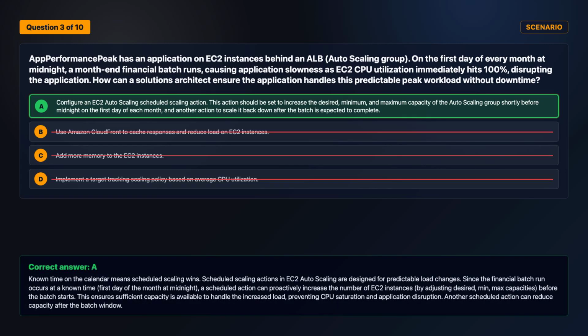The correct answer is option A. Known time on the calendar means scheduled scaling wins. Scheduled scaling actions in EC2 Auto Scaling are designed for predictable load changes. Since the financial batch run occurs at a known time, first day of the month at midnight, a scheduled action can proactively increase the number of EC2 instances by adjusting desired, min, and max capacities before the batch starts. This ensures sufficient capacity is available to handle the increased load, preventing CPU saturation and application disruption. Another scheduled action can reduce capacity after the batch window.